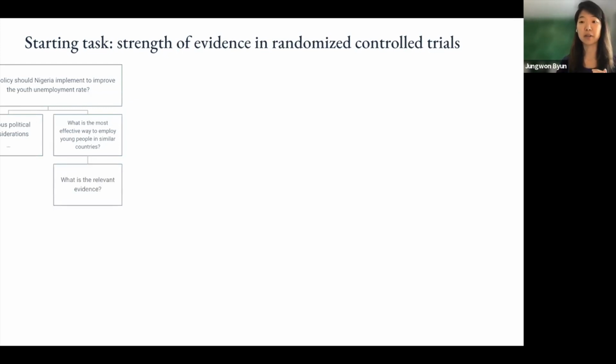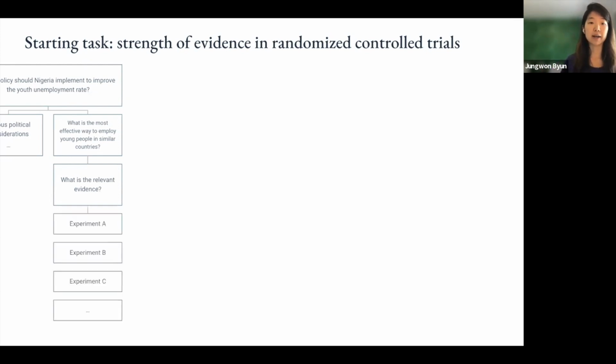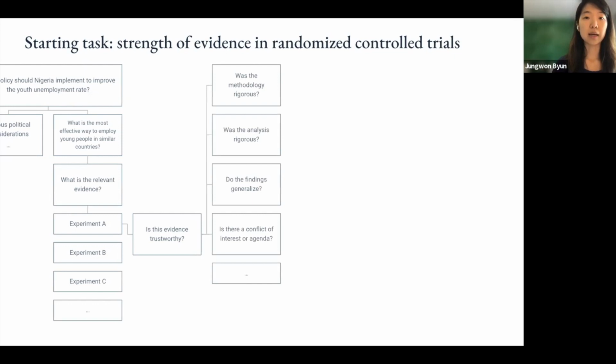Well, you might start by looking at relevant evidence. There are a bunch of ways to break down what constitutes relevant evidence, but let's say you find experiments A, B, and C are all relevant. Then for each experiment that you find, you want to ask, is this evidence trustworthy? How do you go about answering a question about whether an experiment was trustworthy? You can decompose it again into questions like, was the methodology rigorous? Was the analysis rigorous? Do the findings generalize to the context that I care about? Is there a conflict of interest or agenda?